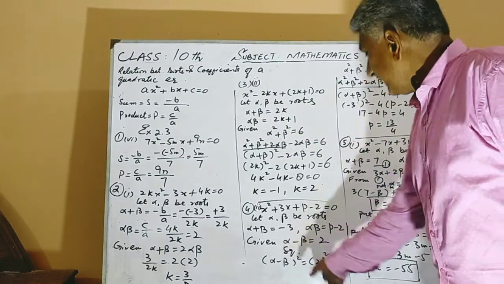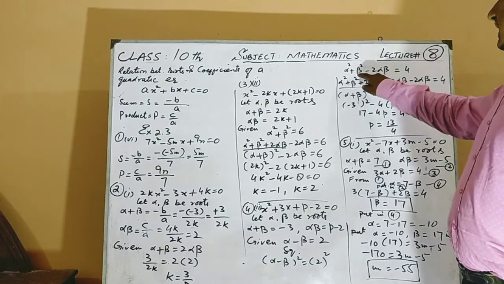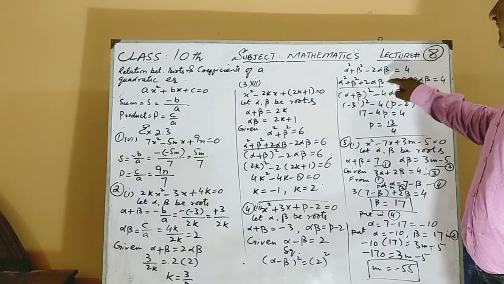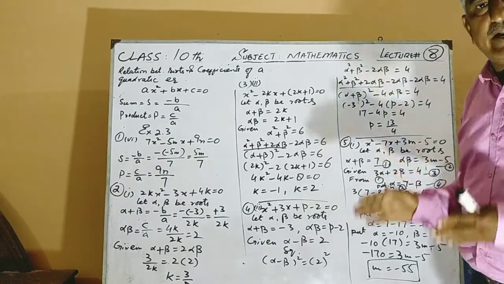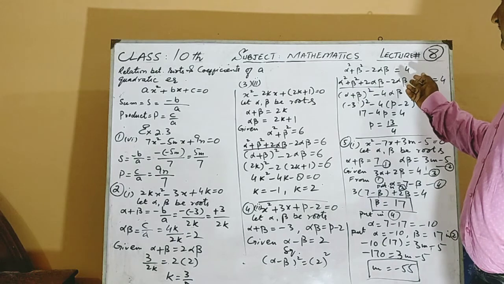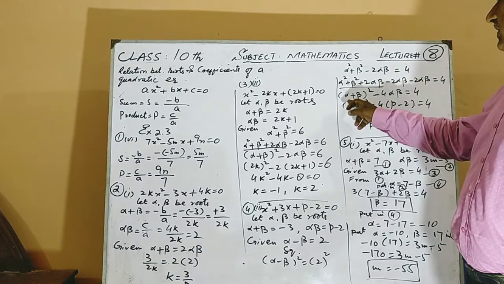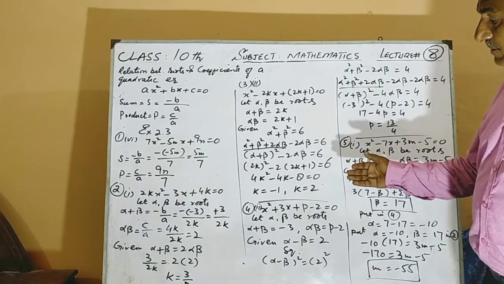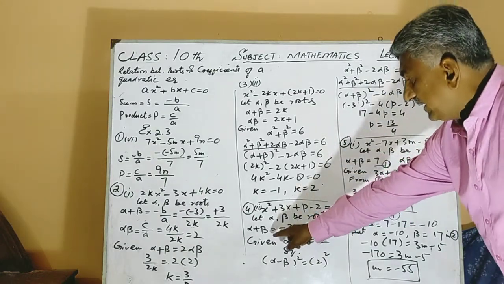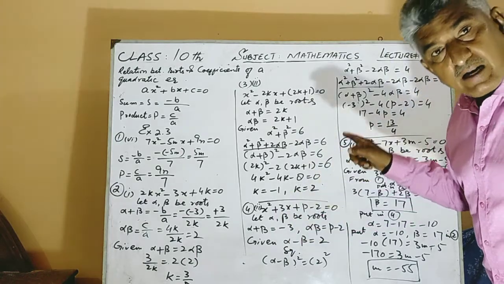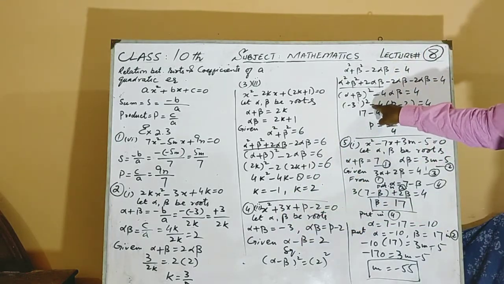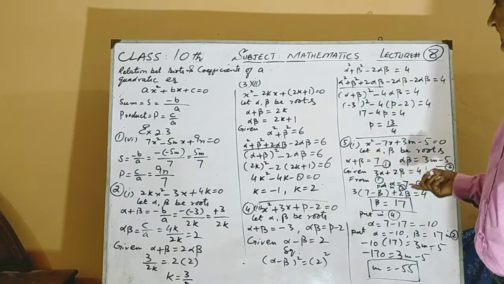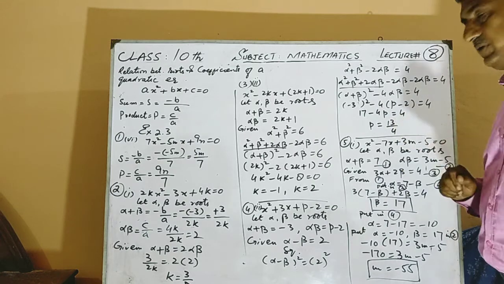So, after squaring both sides, we will get alpha square plus beta square minus 2 alpha beta is equal to 4, and again we add and subtract 2 alpha beta in this equation, and then we will get alpha plus beta whole square minus 4 alpha beta is equal to 4. We again put the values of alpha plus beta and alpha beta in this equation, and after simplification we will find the value of p, that is 13 upon 4.